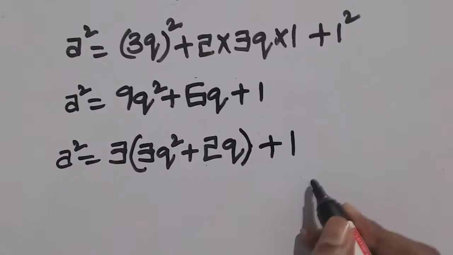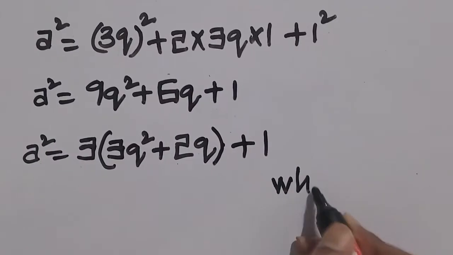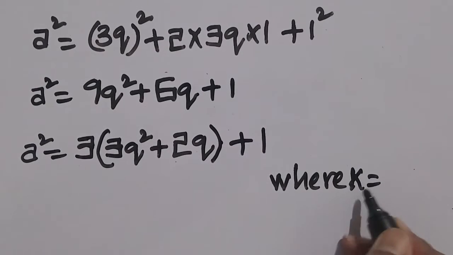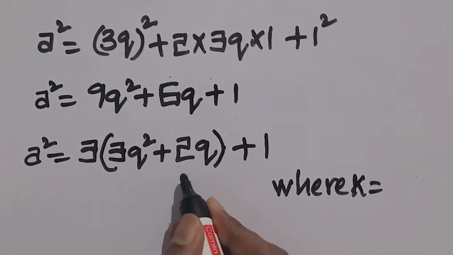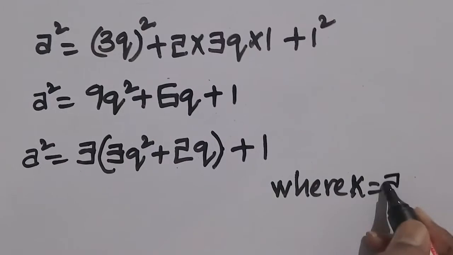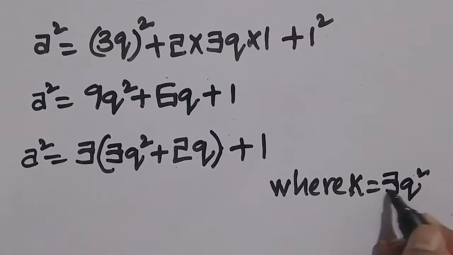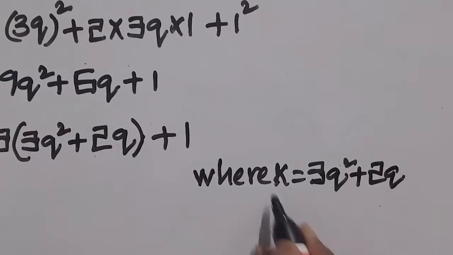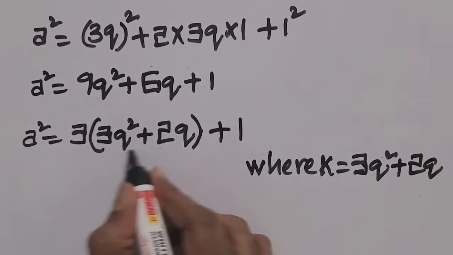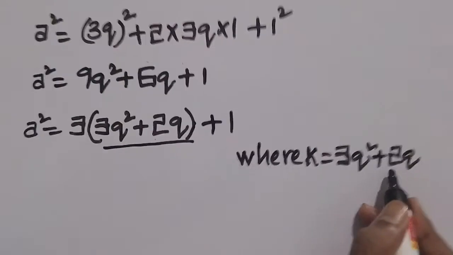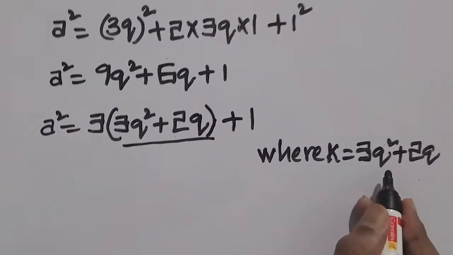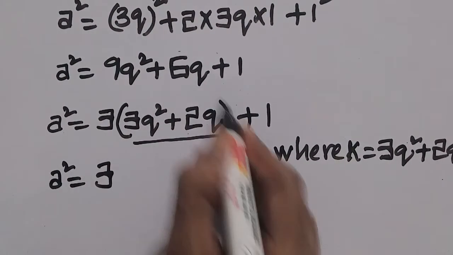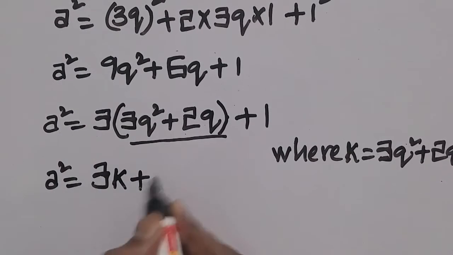Now where k is equal to, you can write k1, k2, k3, or else in this place p also you can write, m also you can write. This total is equal to k, 3q square plus 2q. Okay, k is equal to 3q square plus 2q, where k is a positive integer. A square is equal to 3 into this total value, which is k, so 3 into k plus 1.